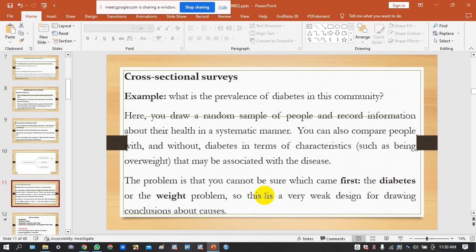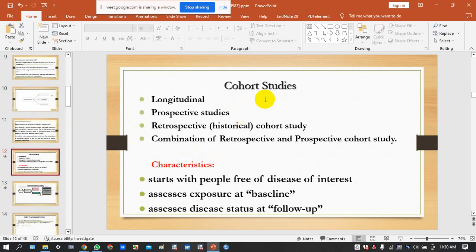So with a cross-sectional study, you just test for associations, but you cannot draw firm conclusions on causal relationships, or what caused this, which one came first and led to this. So, cohort studies. Most Ghanaian clinicians, laboratorians, biomedical scientists and lecturers conduct this study for PhD, masters and others.